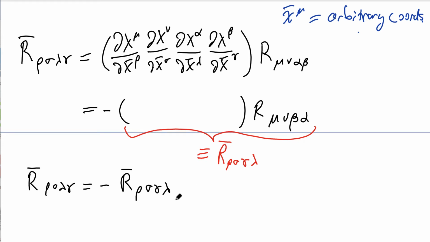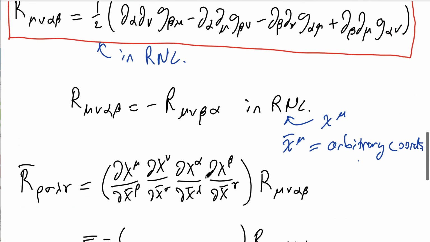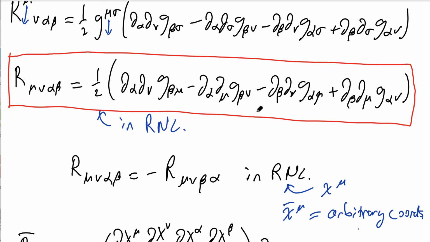So we can see from this argument that the antisymmetry of the Riemann tensor in its last two indices holds in any coordinate system, and all we needed to do to come to that conclusion is to recognize that it's antisymmetric in its last two indices using Riemann normal coordinates.